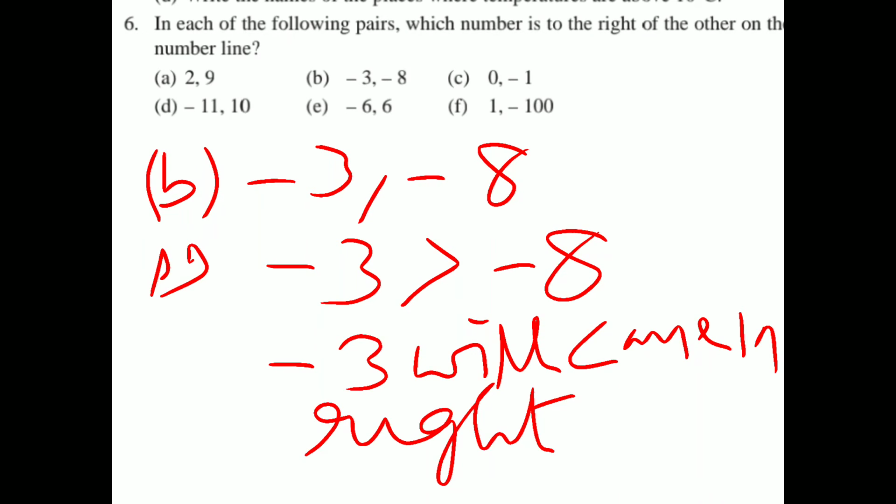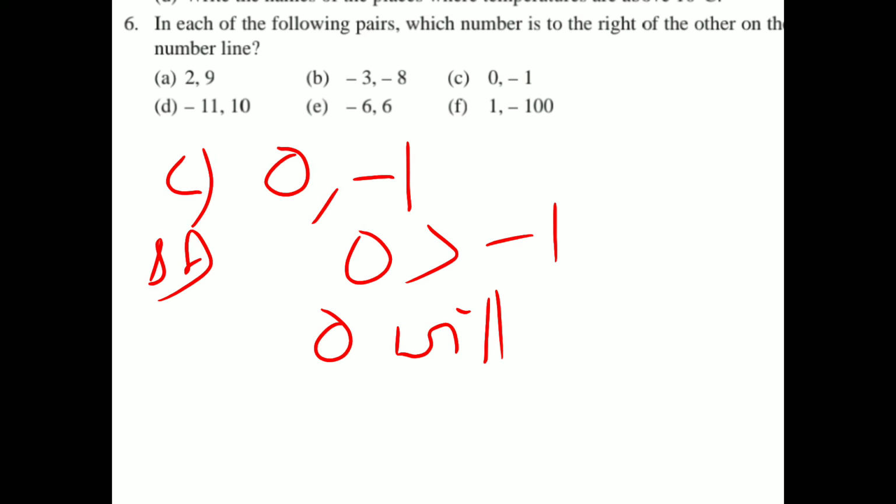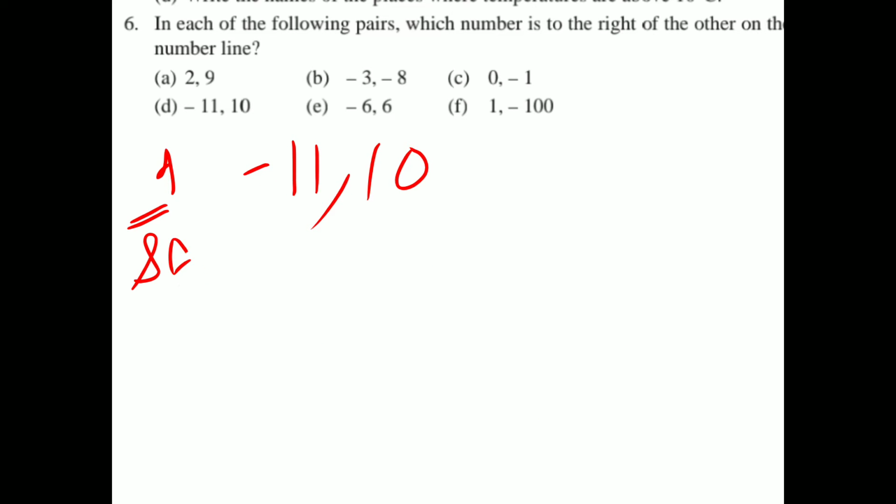Now we do C part. From 0 and minus 1, which is greater? 0. So 0 will come on the right. Clear? Similarly, we do D part. Minus 11 and 10, which is greater? 10. The number which is greater always comes on the right. So keep this thing in mind.